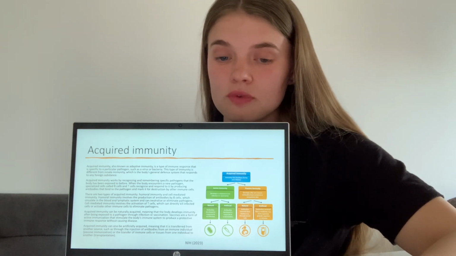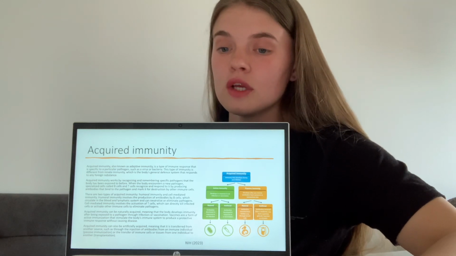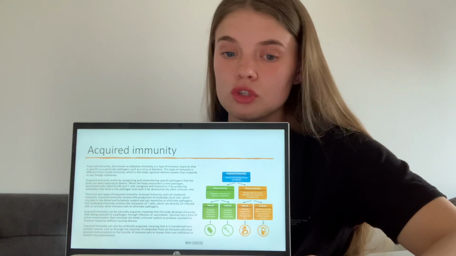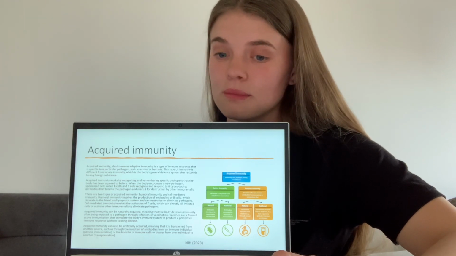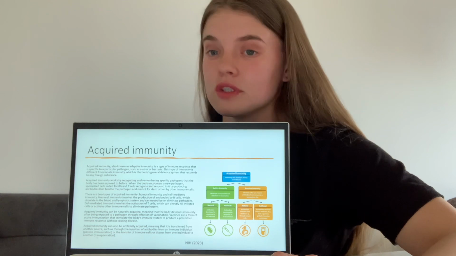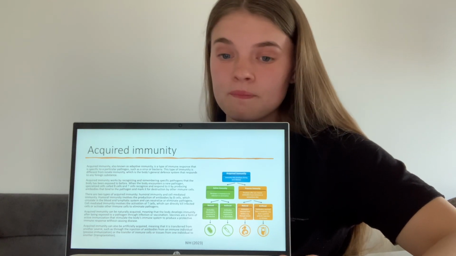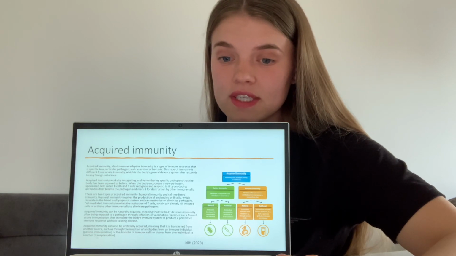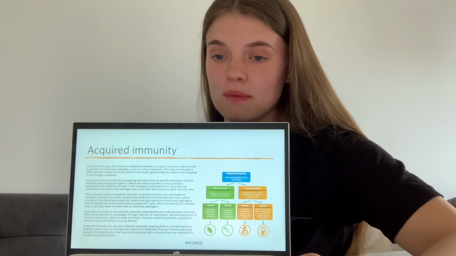There are two types of acquired immunity: humoral immunity and cell-mediated immunity. Humoral immunity involves the production of antibodies by B cells, which circulate in the blood and lymphatic system and can neutralize or eliminate pathogens. Cell-mediated immunity involves the activation of T cells, which directly kill infected cells or activate other immune cells to eliminate pathogens.